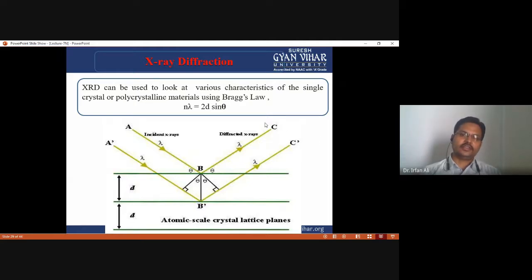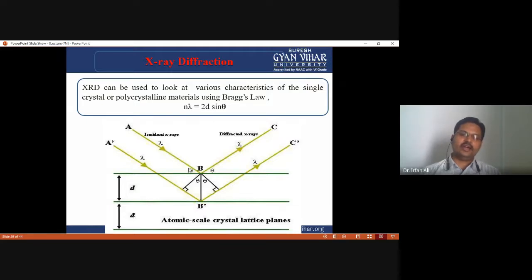To see that, how we have to apply Bragg's law. You have to see that this is the wavelength of incident X-rays. Okay, and this is incident X-rays of a particular wavelength.